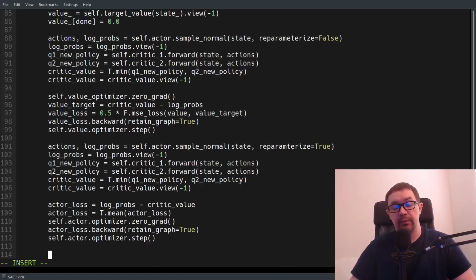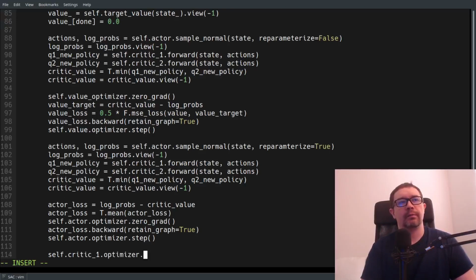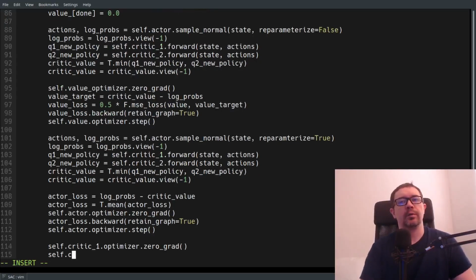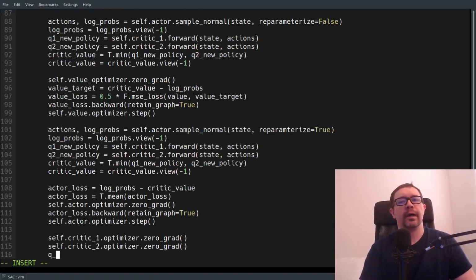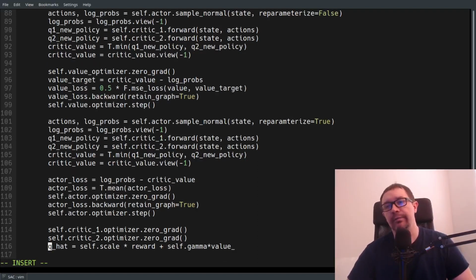Okay, so now we only have one last thing to deal with for this particular function. We have to deal with the critic loss. So this one is a little bit more straightforward. It's more similar to what you would get with something like Q-learning. So we'll go ahead and zero out our gradients for both critics and calculate this quantity called Q hat. That's our scale factor multiplied by our reward plus gamma times value underscore. So that scaling factor handles the inclusion of the entropy in our loss function. So that's what helps to encourage exploration.